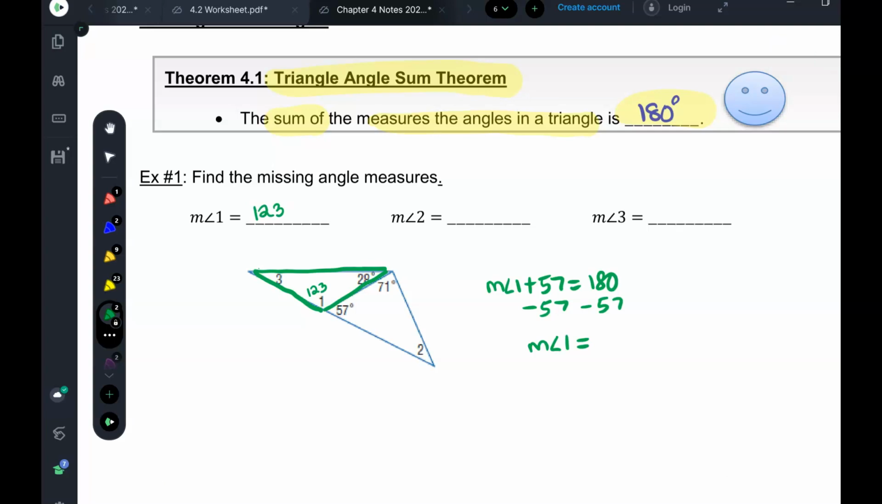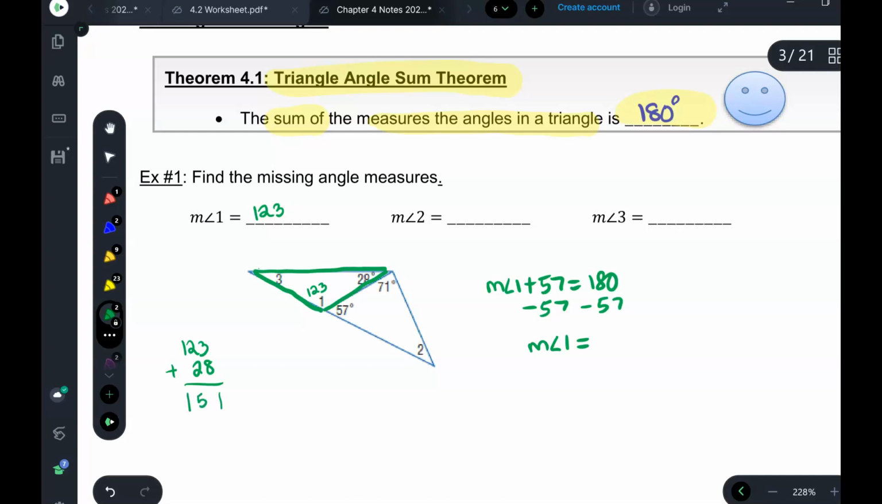Where's the degree? Don't worry about putting the degree. Anytime you put the little m in front, that implies it's a degree measure. Now add 123 plus 28, which gives 151. Now I can find angle 3. You don't have to necessarily go in order. 151 plus 29 equals 180. Good, so that's angle 3.